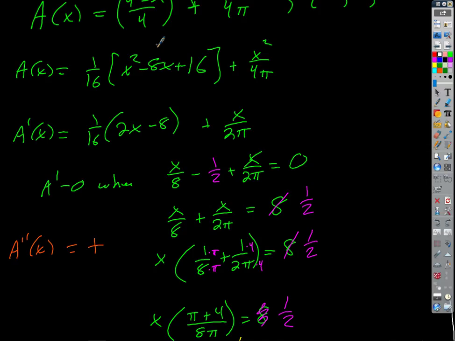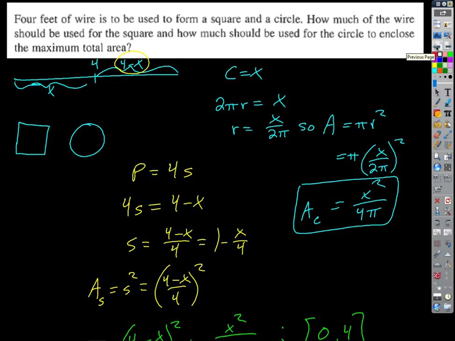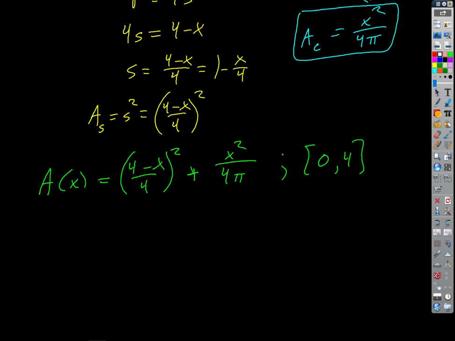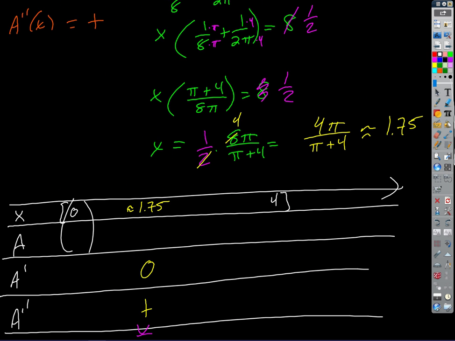Area is 1, okay, which makes sense. That's going to be all square, isn't it? If x is 0, we said this was the part that went to the circle. This is the part that went to the square. So if I move the clipping point clear over to this edge, all 4 goes to the square. If the perimeter is 4, what's a side length? 1, area is 1 squared, right? That makes sense. Okay, so we get area of 1.